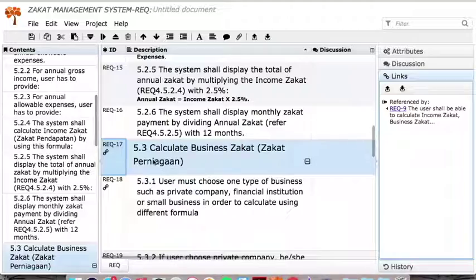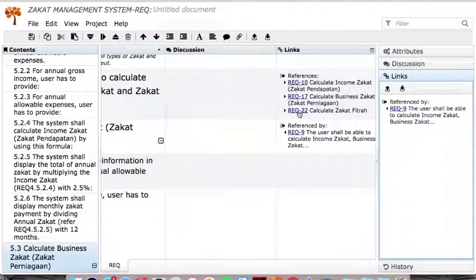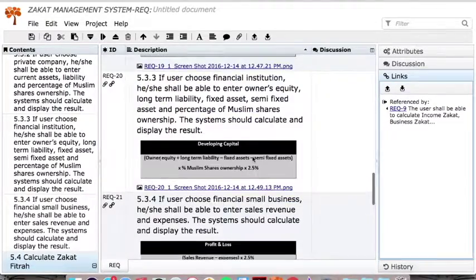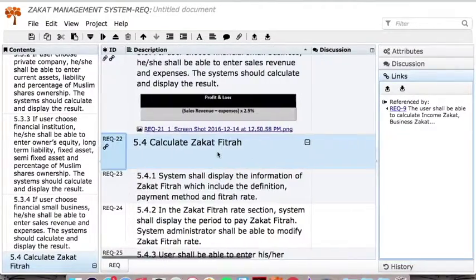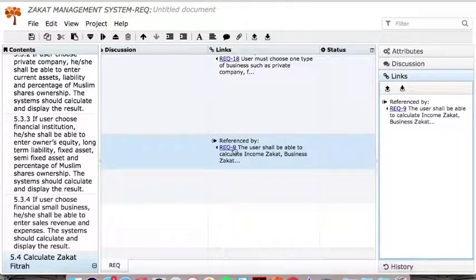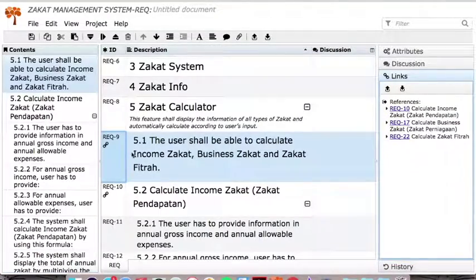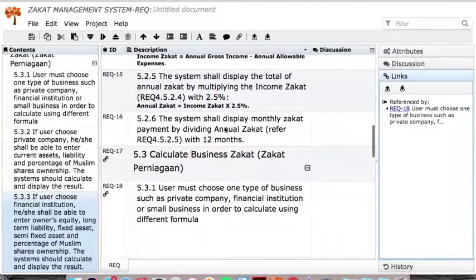5.3, calculate business zakat, and also 5.4, which is zakat fitrah. So it's pretty clear for us to identify which requirement refers to it. So in this requirement, it says that it's referred by requirement 5.1. So yeah, it's pretty helpful. That's about it, I guess.